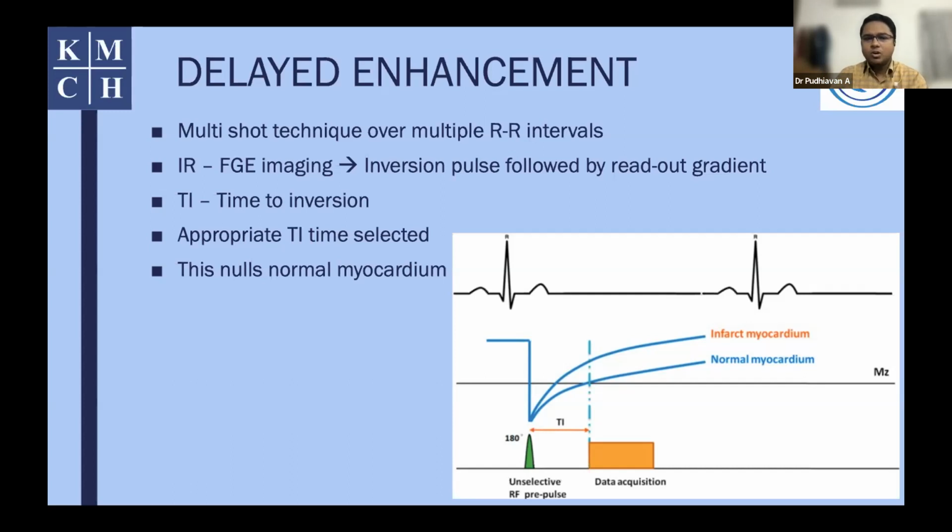So selecting an appropriate TI time at which the normal myocardium nulls is very important in a delayed enhancement sequence. This TI time is not a constant. It will change from patient to patient, and a lot of factors determine the TI time. One is the hemodynamics of the patient, and the TI time also has a tendency to progressively increase over time after contrast injection.